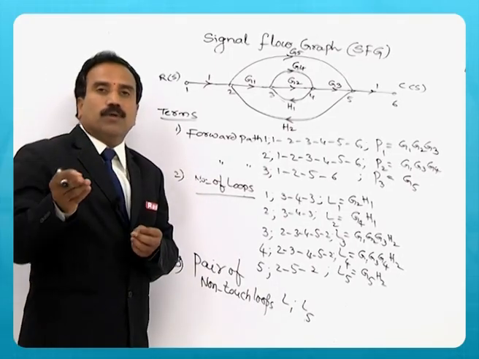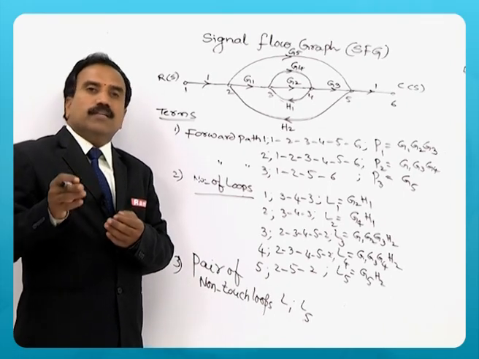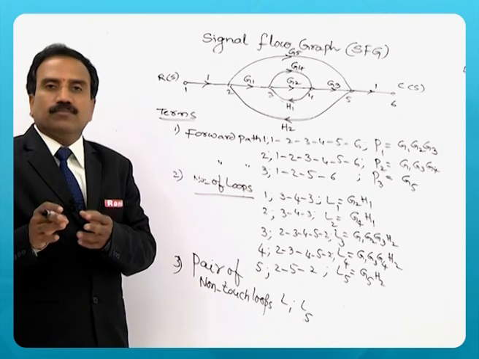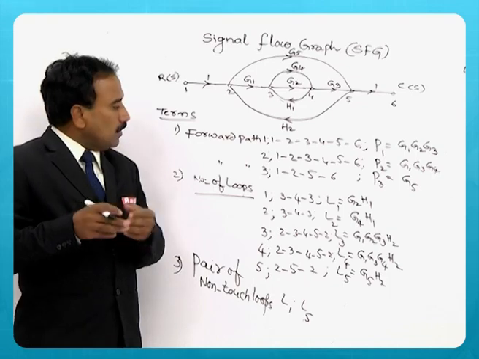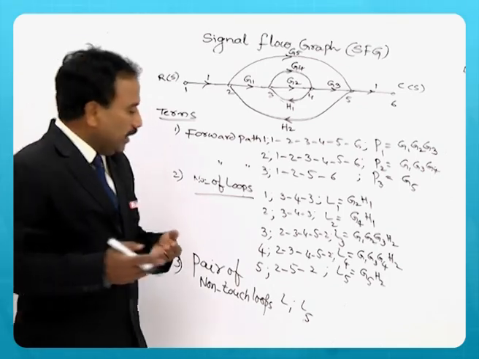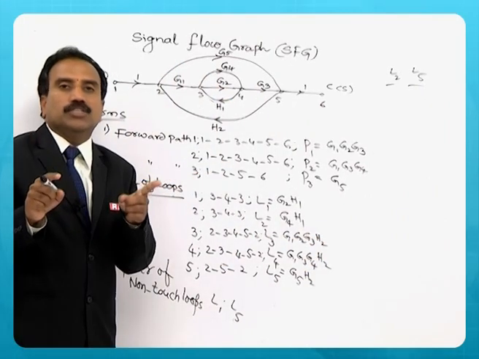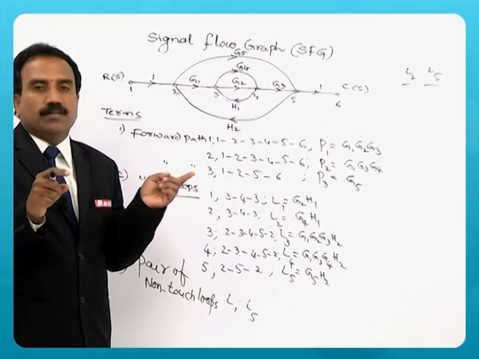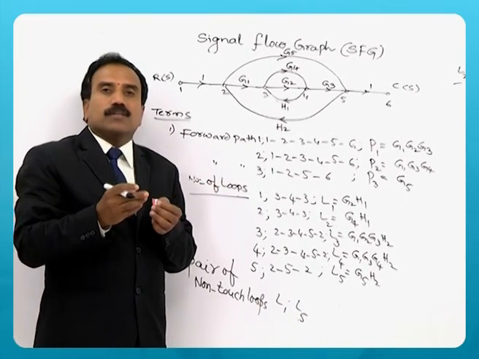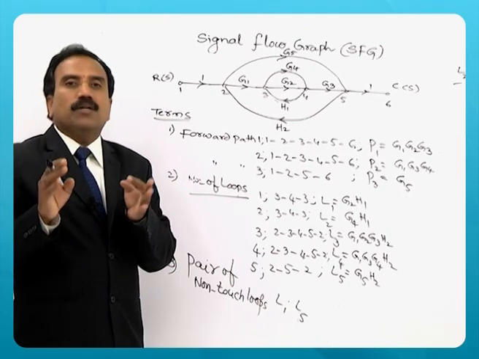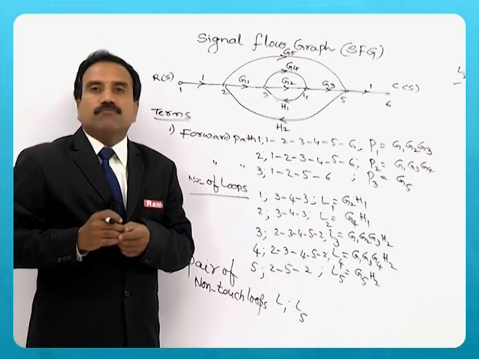And in a particular problem, in a complex problem, we may have to see whether there are even 3 non-touch loops. Not a pair, but 3 loops which are non-touching. So that also we should have information. Here what is meant by L2 and L5? There are 2 loops which are not touching, so I called it a pair. But you may have to see in a problem if there exist 3 such loops which are not touching each other. Now let us see what is Mason's gain formula.